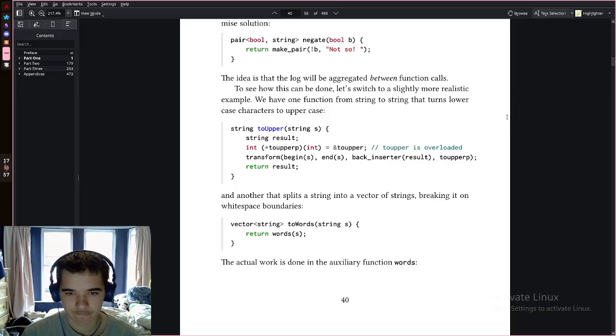What the hell? What, is this C? Int? That's a function pointer, right? Transform, begin, and back insert to a result. I assume this is like with using namespace standard.